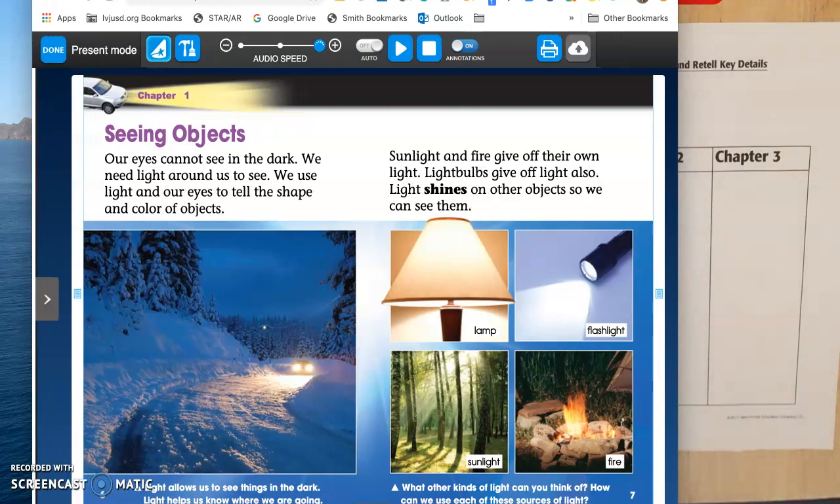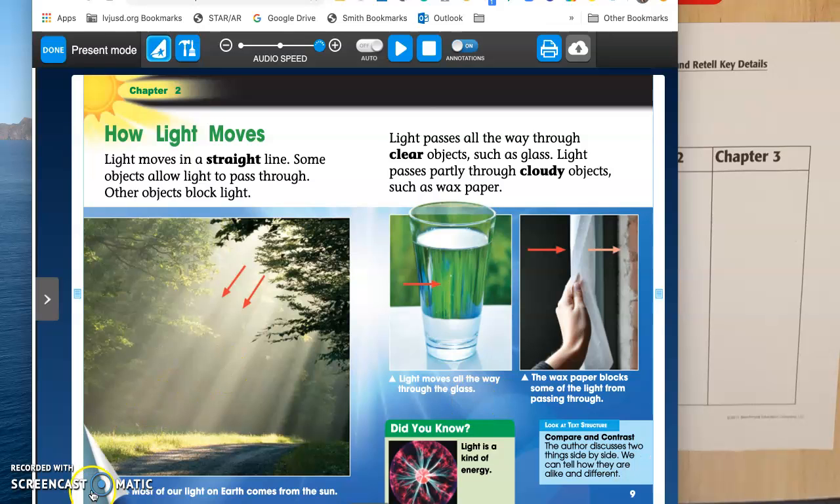Our eyes cannot see in the dark. We need light around us to see. We use light and our eyes to tell the shape and color of the objects. Sunlight and fire give off their own light. Light bulbs give off light also. Light shines on other objects so we can see them. Okay, that was all of chapter 1.